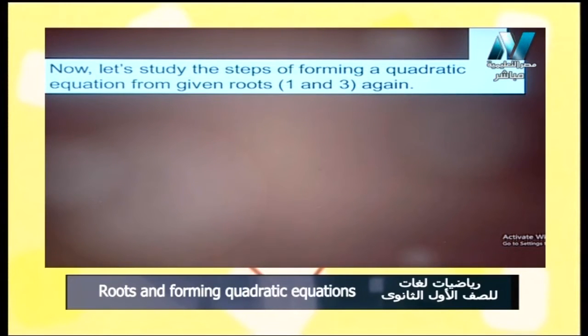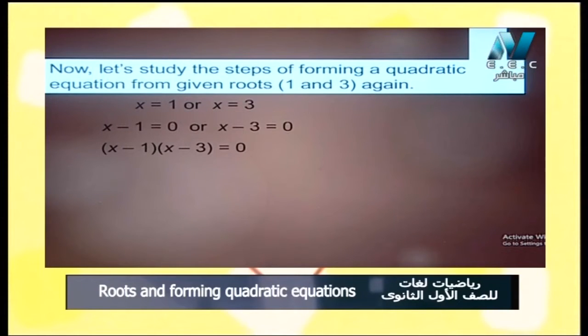Now let's study the steps of forming a quadratic equation from given roots 1 and 3 again. Okay, we have x equals 1 and x equals 3. They are the two roots of the quadratic equation, and we would like to form the quadratic equation again. So x minus 1 equals 0 or x minus 3 equals 0. So we will form this equation again: x minus 1 multiplied by x minus 3 equals 0.